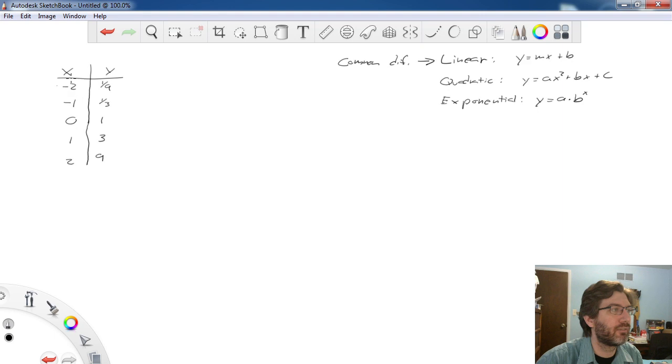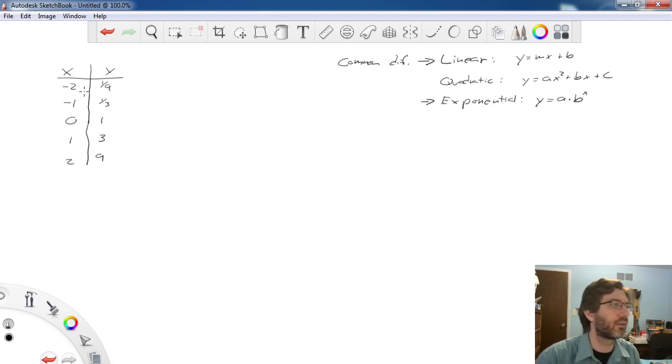Looking at it, your negative numbers are giving you fractions. Your positive numbers are giving you whole numbers. And one way to look at it is that, hey, this is actually growing pretty quickly. And doing so, you should be thinking exponential because exponential grows quickly. So my guess is that it's exponential. It actually is. And again, I'm going to give you that just so you know.